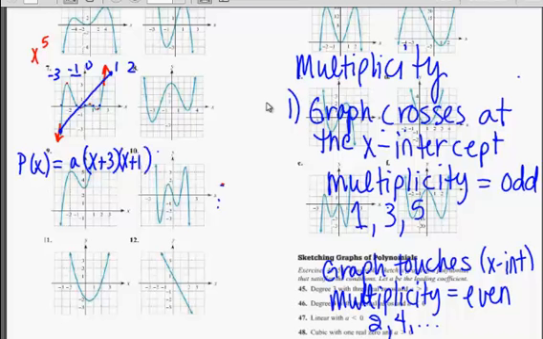x equals 0 would be x minus 0, which is just x. This becomes x minus 1, and this becomes x minus 2, and there you have your factored form. There's no multiplicities besides 1 because all of these cross, they don't touch, and therefore they're going to be odd. And since I needed a fifth degree and I've got 5 roots, I'm done. I don't need to do anything else.